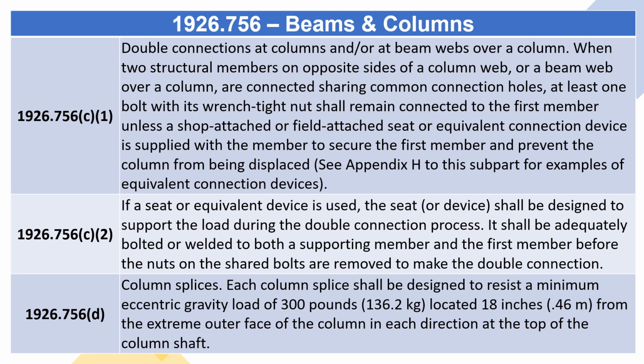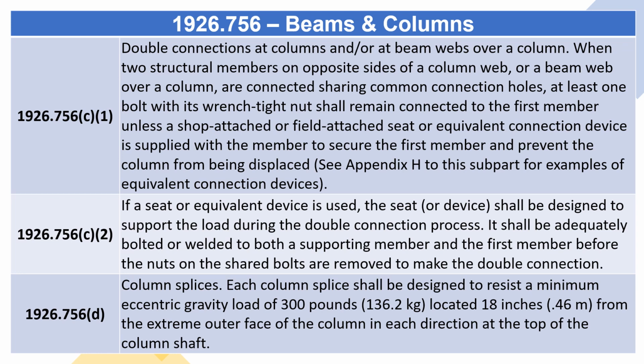1926.756 C1. Double connections at columns and or at beam webs over a column. When 2 structural members on opposite sides of a column web, or a beam web over a column, are connected sharing common connection holes, at least 1 bolt with its wrench-tight nut shall remain connected to the first member unless a shop-attached or field-attached seat or equivalent connection device is supplied with the member to secure the first member and prevent the column from being displaced. See Appendix H to this subpart for examples of equivalent connection devices.